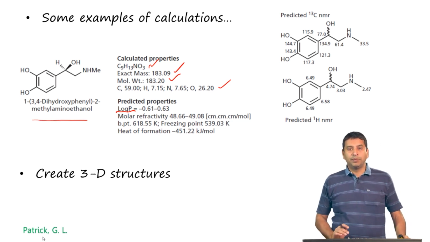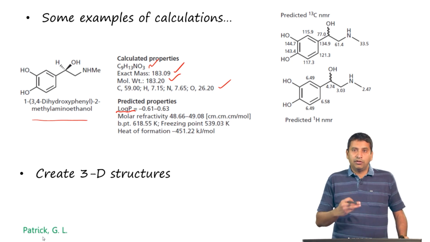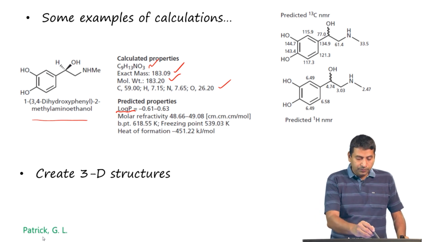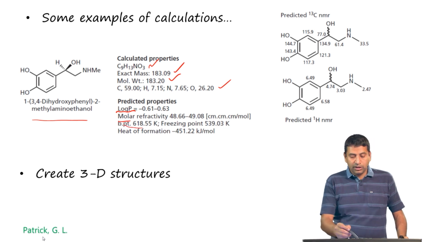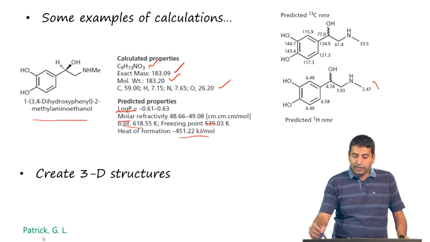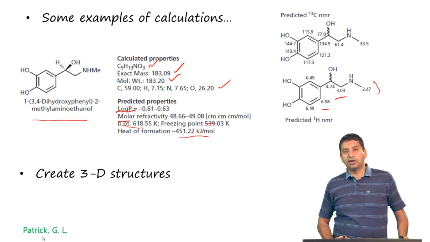So, here the idea is that we want to be able to have a database. Using this database, we can actually calculate the properties of a molecule. Now, we can look at molar refractivity, we can calculate the boiling point and the freezing point using this software, and we can also calculate the heat of formation. In addition to this, NMR data can be predicted. So, you can have a detailed description of the NMR chemical shifts, proton in this case, or even carbon-13 chemical shifts.